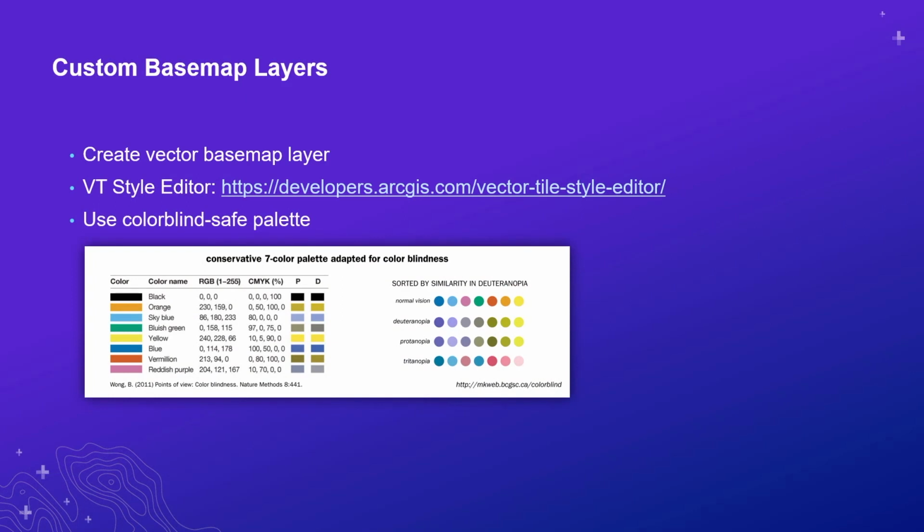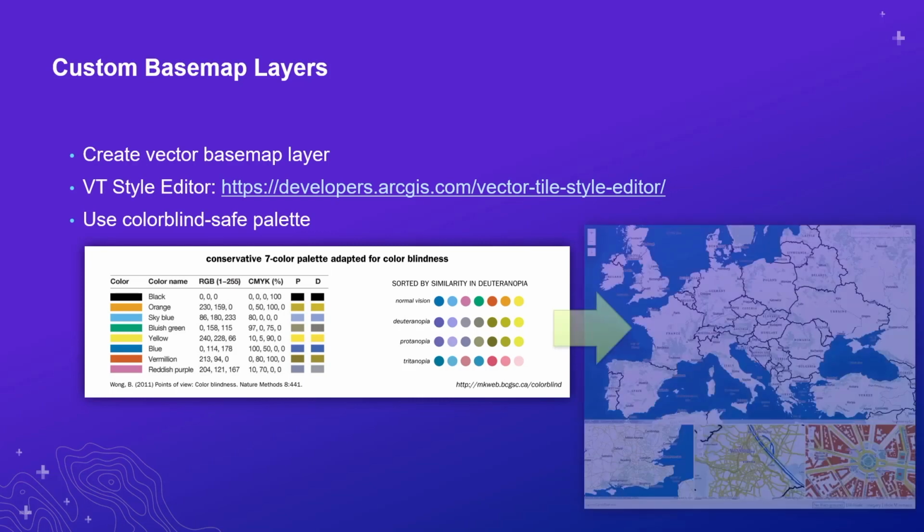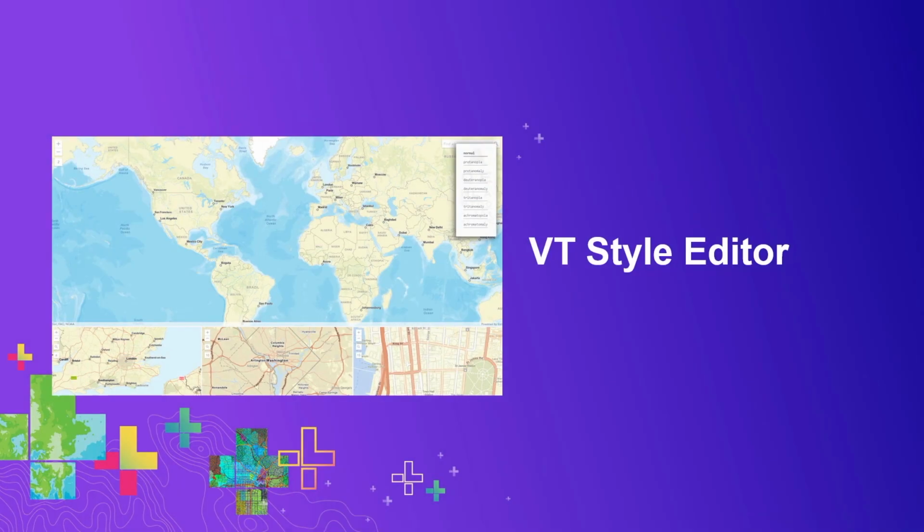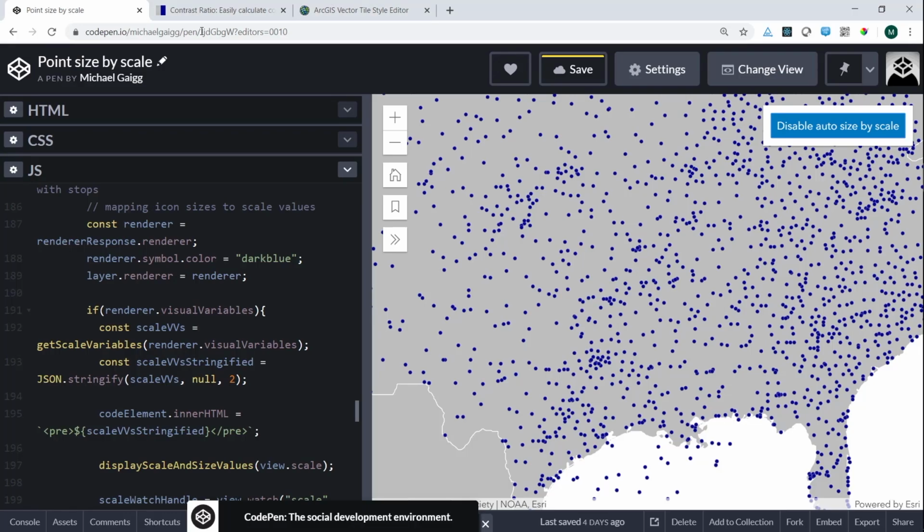And what I've done is I went online, I searched for colorblind safe palette, and I found this palette with 7 colors plus black and white. And you can see how those colors translate to different color deficiencies. And even though the colors don't look the same, they can still be distinguished. And that's our main goal here. So let's start up the vector tile style editor.